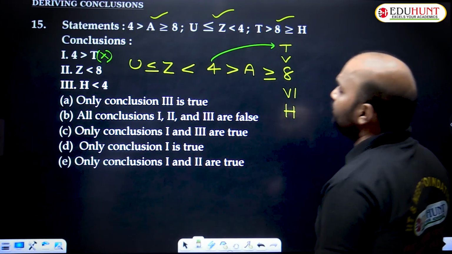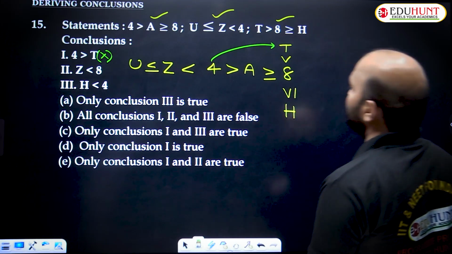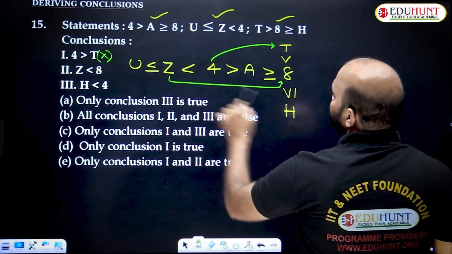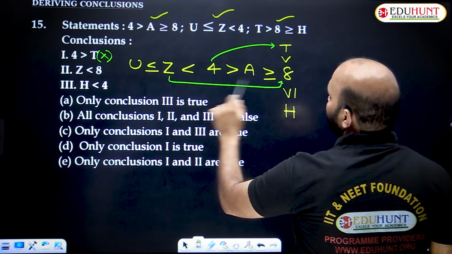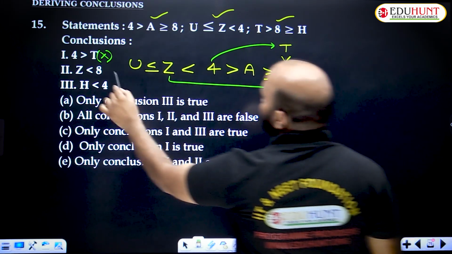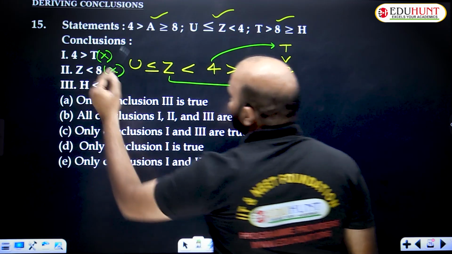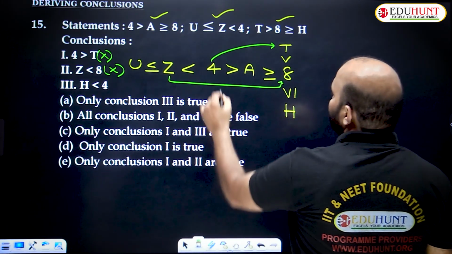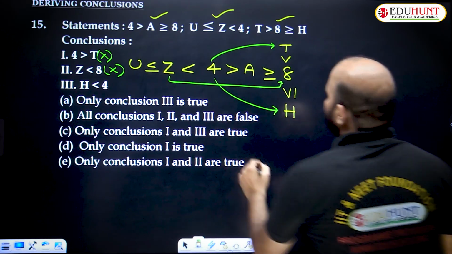Next one, Z is less than 8, so Z to 8 apply. So three symbols are appeared, less than, greater than, already got opposites, so this is also wrong. Next one, H to 4, first 4 to H apply.